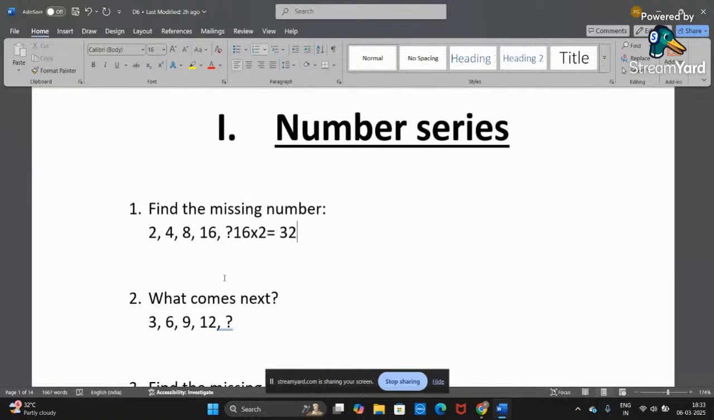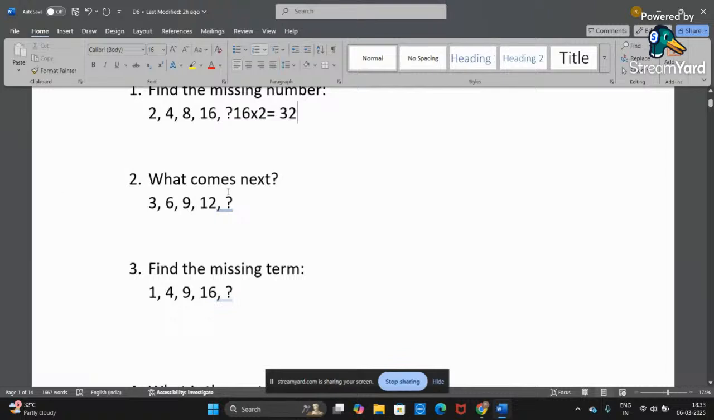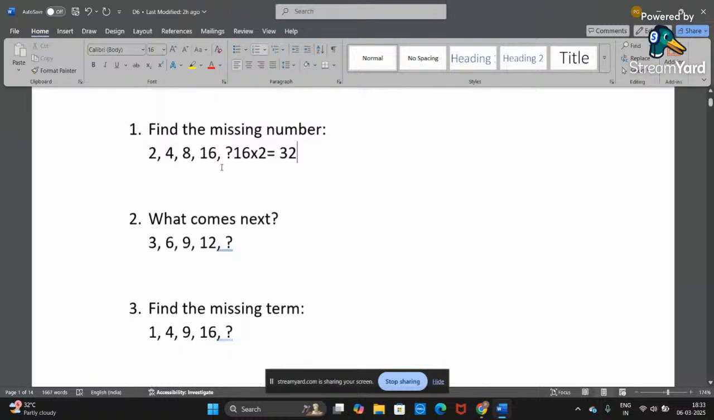Now let us move on to the second one. 3, 6, 9, 12. What is the missing number? By looking at this, we can see that it is a multiple of 3. So the missing number is 15. Yes, 15 is the answer.